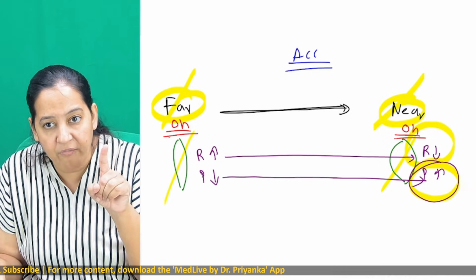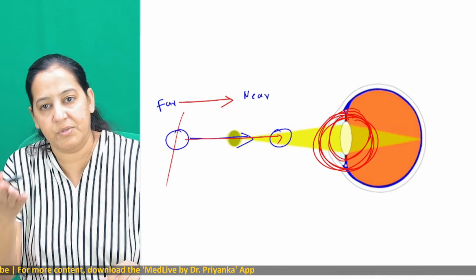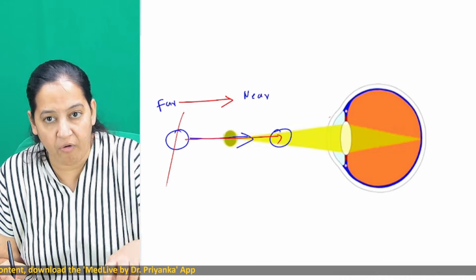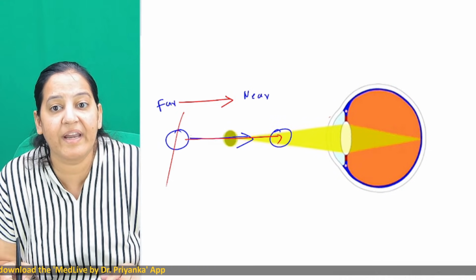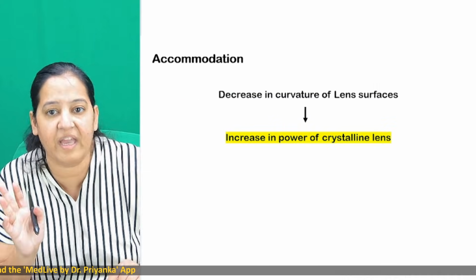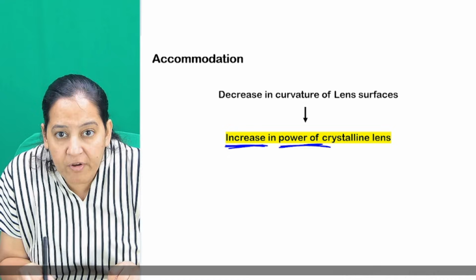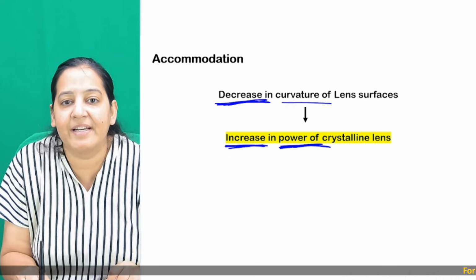Say, increase in power of lens by reducing its radius of curvature. The same thing is shown in this video. You can see, increase in power of lens by reducing its radius of curvature, or making it thick, or making it convex. So what is accommodation? We are increasing the power of the lens by decreasing its radius of curvature.